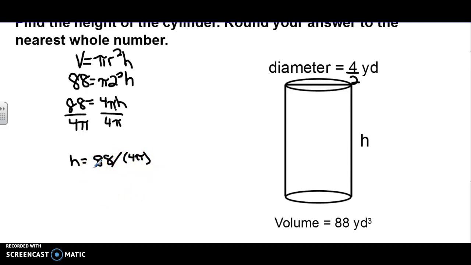So when we do that, we get 7.002. We have to round to the nearest whole number. So the height is 7, and it's going to be yards. The height is a one-dimensional measurement, so that's why we don't put a squared or a cubed there. So it's 7 yards.